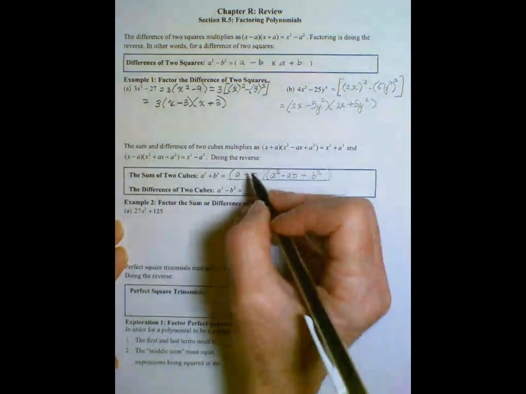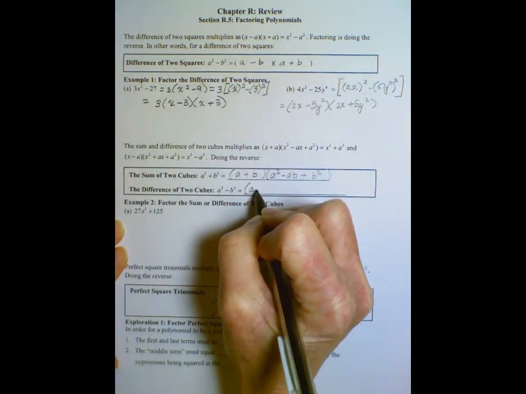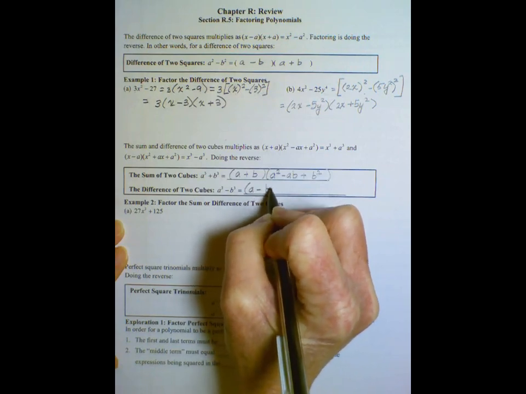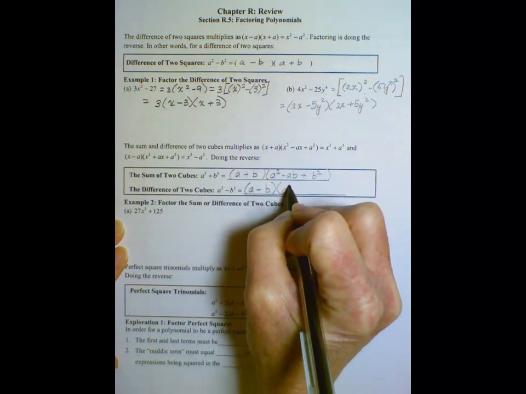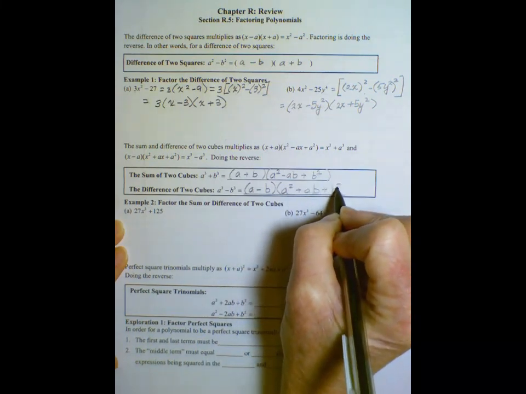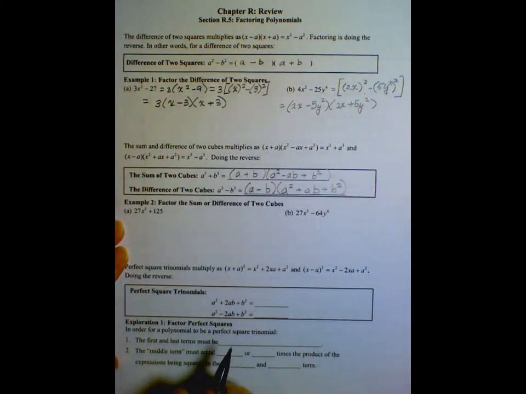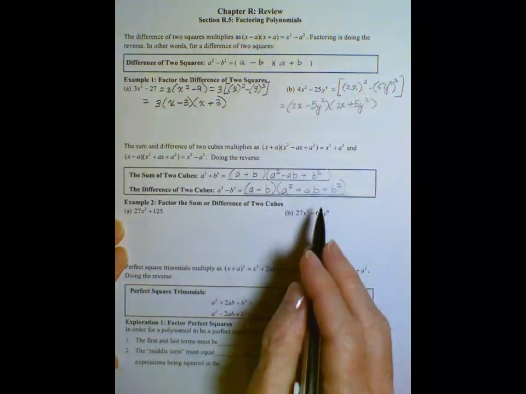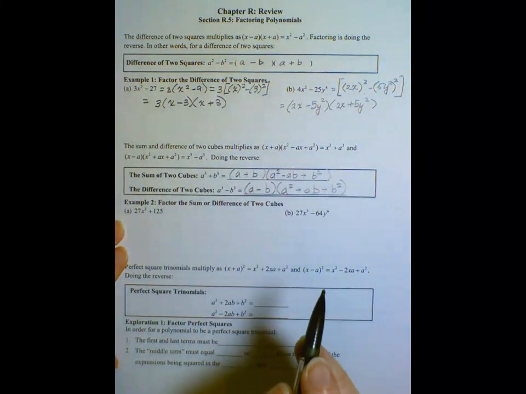Let's look at the difference of two cubes and notice how similar they are. We have a binomial and a trinomial, identical, only difference are signs. That's it. So if you learn the pattern and you learn the signs, you've got it.